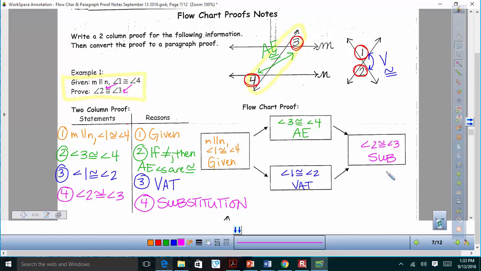All right, are there any questions about how to set up flowchart proofs? All right, let's try another one.